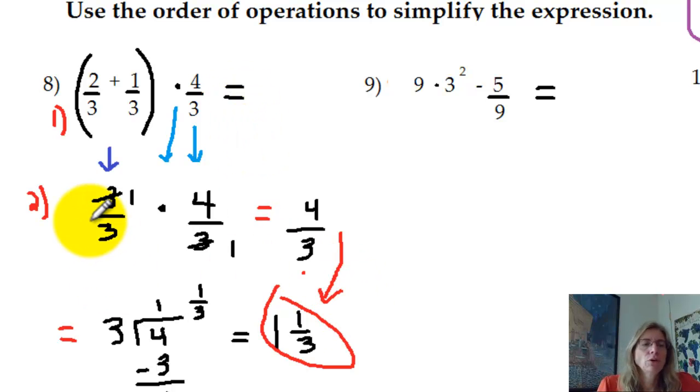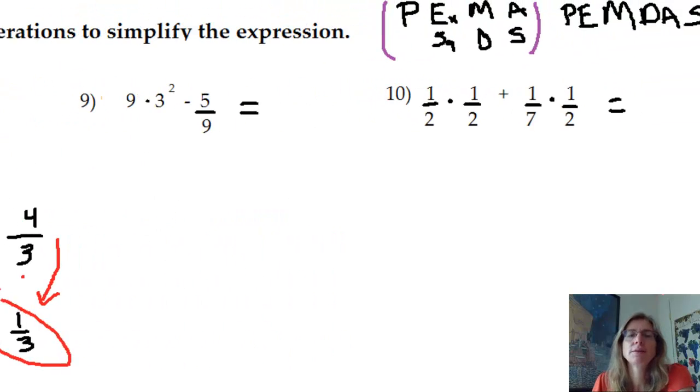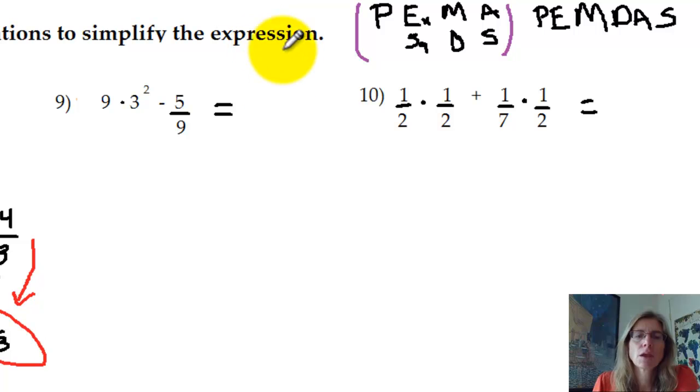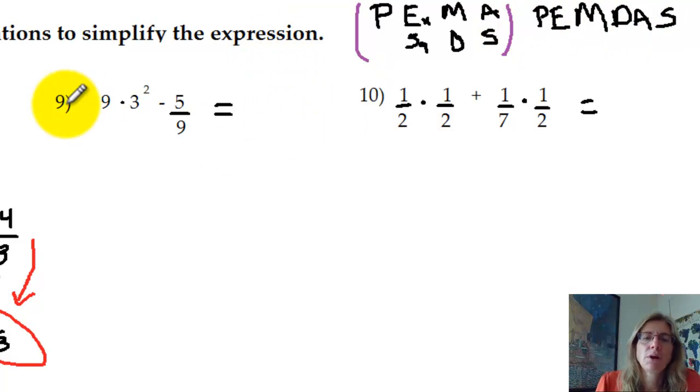Alright, so I moved our problem so this was stacked, and then I can work on this problem. So let's work on problem 9. So let's look at our order of operations. Are there parentheses or brackets? No. Are there exponents or square roots? Yes, there are. So we do the exponent first.